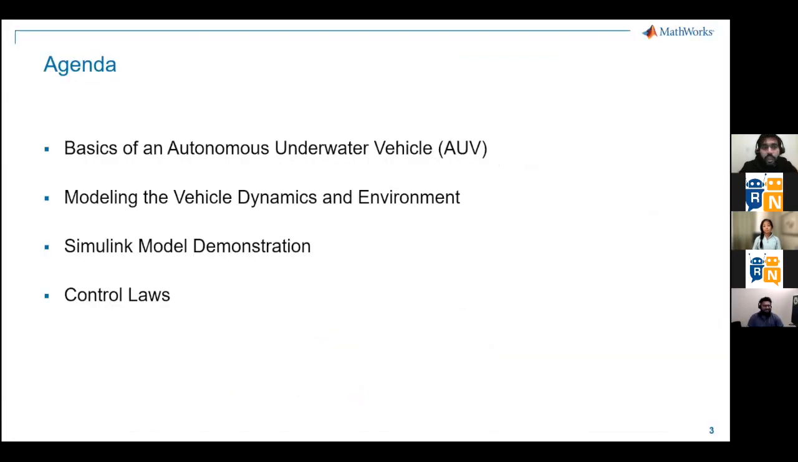Now, we'll cover some basics of an autonomous underwater vehicle. We'll take a look at how we can model the vehicle dynamics and the environment, considering all the forces and moments. Then we'll dive into how we can do it in Simulink. And lastly, we'll take a look at some control laws.